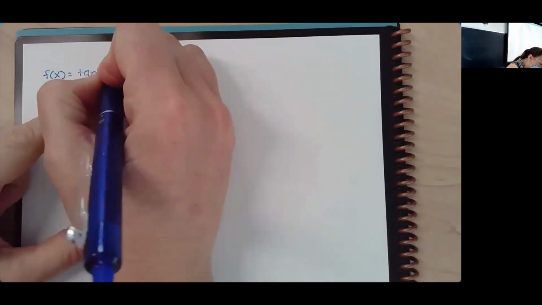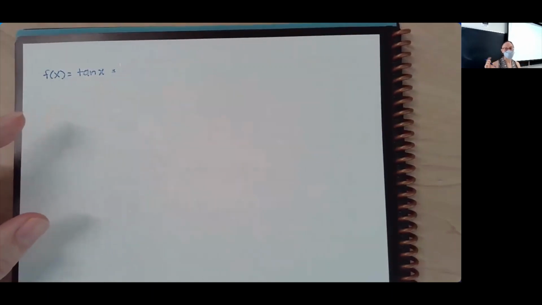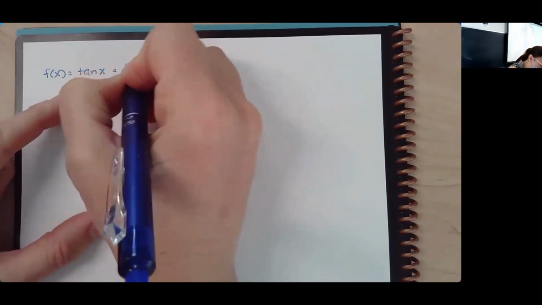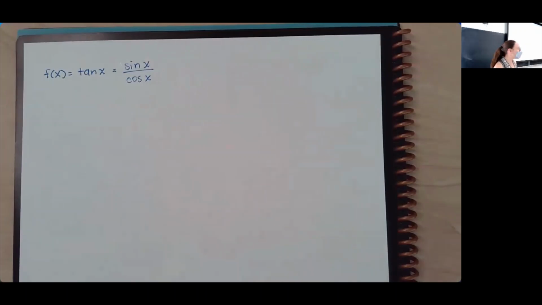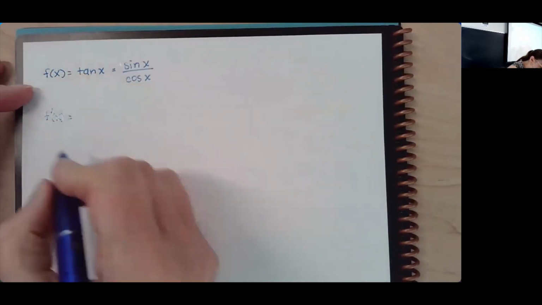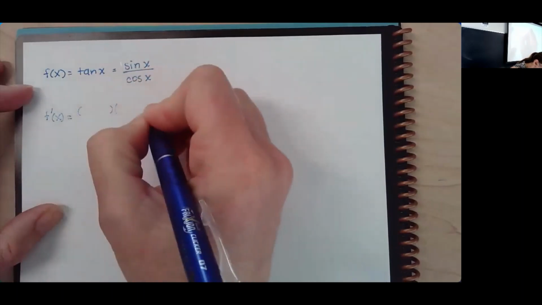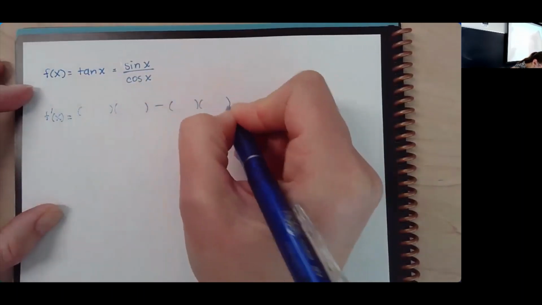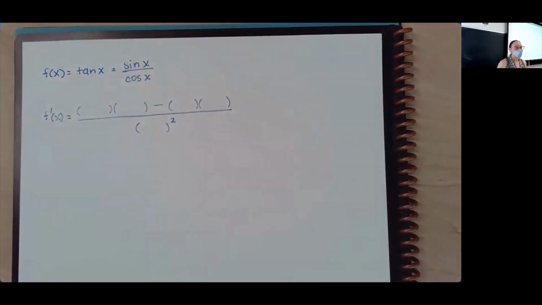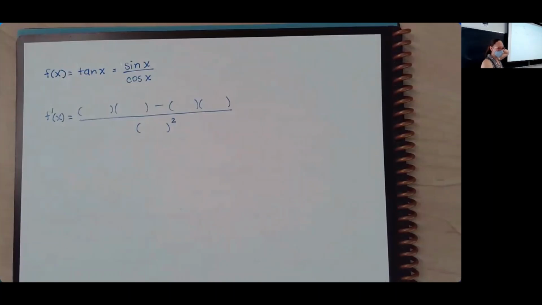So we need to start by the trig identity, knowing that tangent of x is the same as sine of x divided by cosine of x. And then I'm going to use the quotient rule. So I know on top, I'm going to have some stuff minus some stuff. And then on the bottom, I'm going to have some stuff squared. We can do the simplification together, but go ahead and put all the pieces in where they go on your paper.